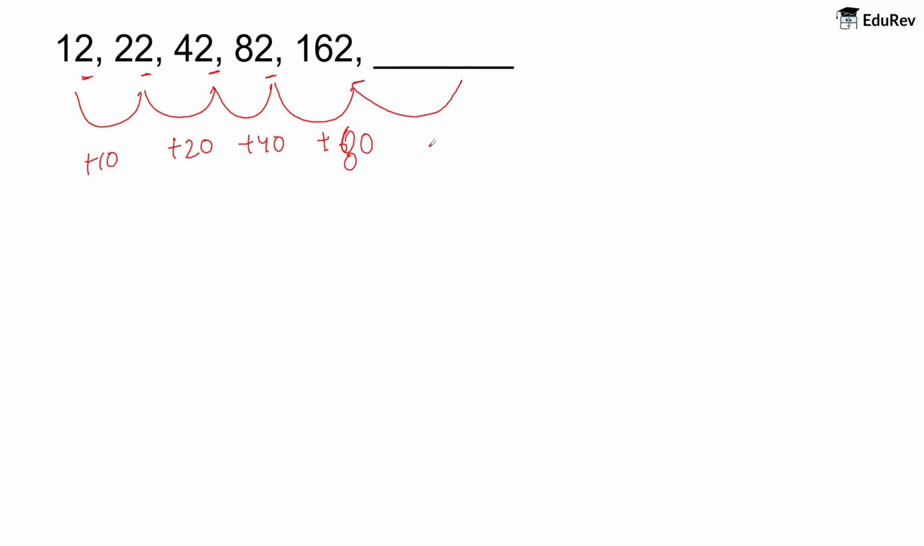So over here, the next number would be plus 160. So when you add 160 to 162, you get 322. That is your correct answer over here. So I hope this was clear and was again very easy.